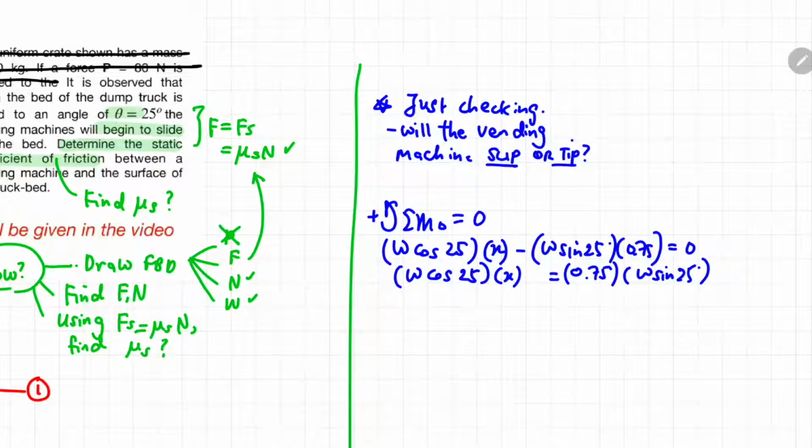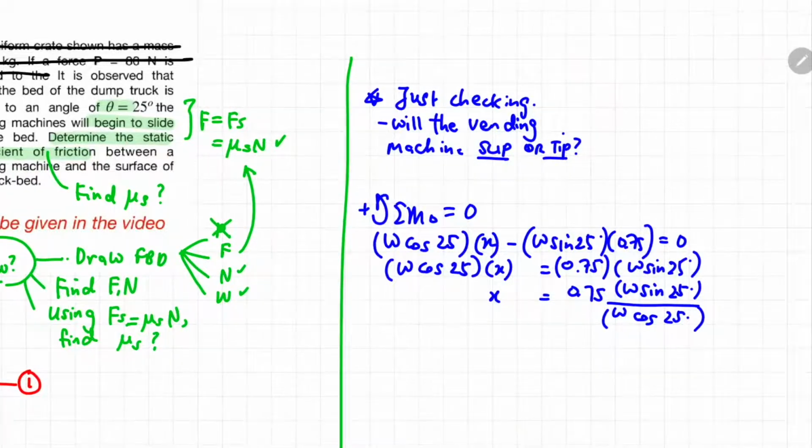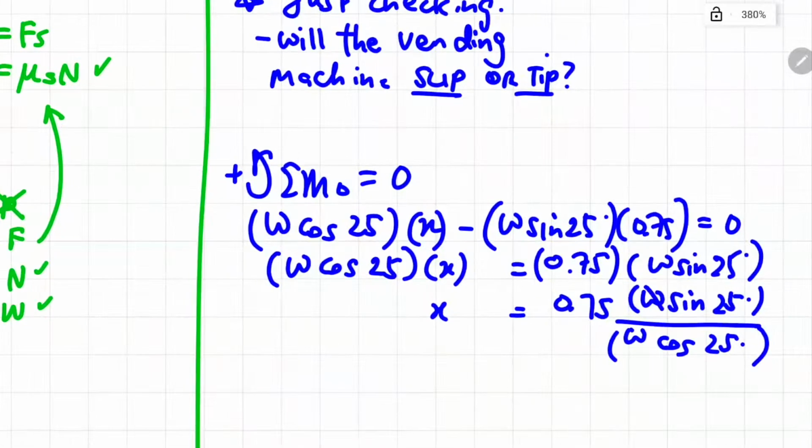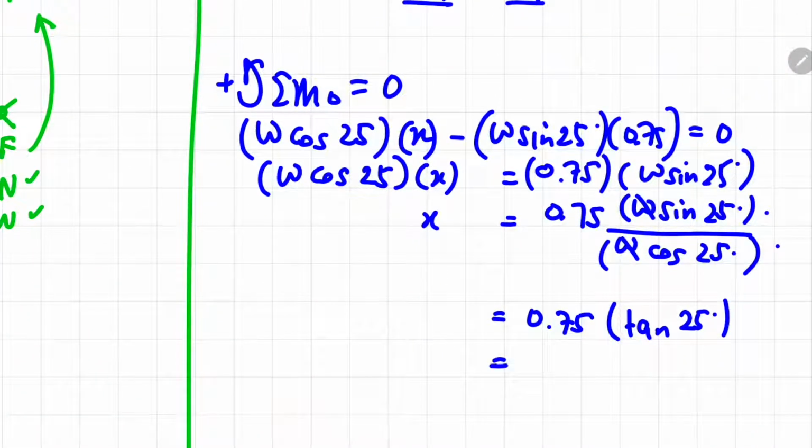If we want to get the value of x, let us transfer the w cos 25 to the other side. So this equation on the other side will become 0.75 w sine 25 divided by w cos 25. Based on this fractional expression, the w can be cancelled out, and then sine 25 over cos 25 can be converted into an equivalent tangent 25. So you can simply use your calculator and you will get the x distance to be 0.3497 meter.